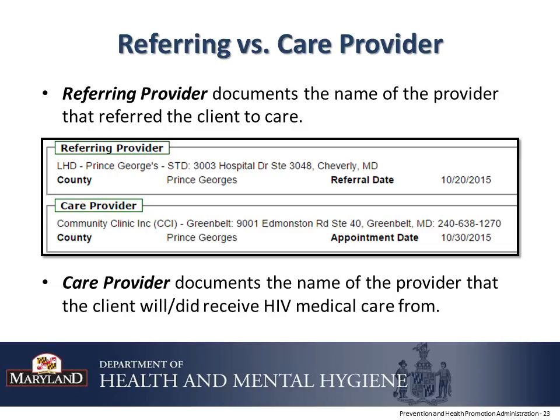And then we come to the referring provider and the care provider. The referring provider is the provider that referred the client to care. Often that is the agency where the DIS or the linkage to care worker works, but sometimes that's not the case, and if not, you can document someone different. And then the care provider is who provided the medical care.